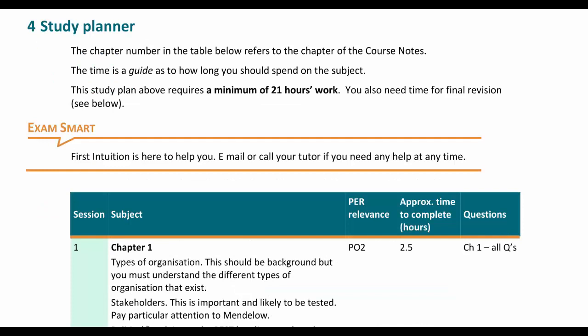We then move on to the planner itself, which sets out approximately how many hours you should be spending on each chapter and gives you a little overview of each chapter as you work through them. Now, based on our estimates, we think that it will take you at least 21 hours to actually get through the content of this paper. However, do remember that everybody's different, so don't worry if it takes you a little bit more time than that.